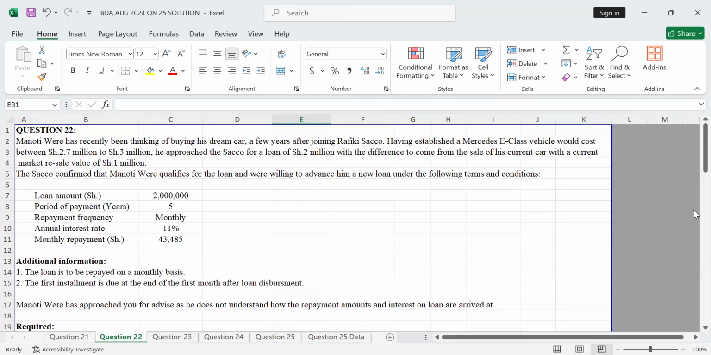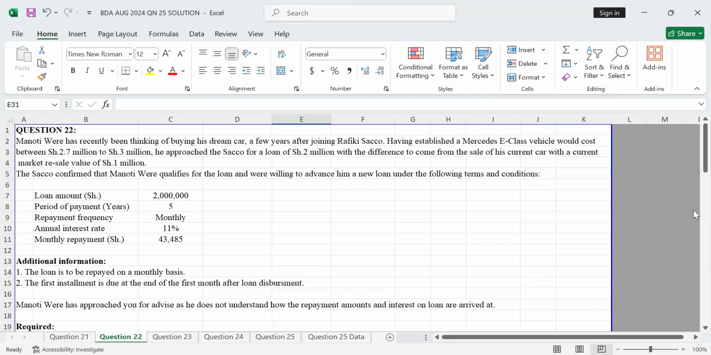So we can just begin with this question, where you are given that Manoti Were has recently been thinking of buying his dream car a few years after joining Rafiki Circle. Having established a Mercedes E-Class vehicle would cost between shillings 2.7 to 3 million, he approached the circle for a loan of 2 million, with the difference to come from the sale of his current car, with a current market resale value of 1 million. The circle confirmed that Manoti Were qualifies for a loan and was willing to advance him a new loan under the following terms and conditions.